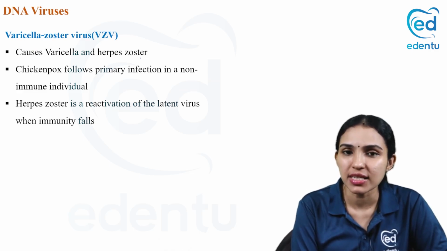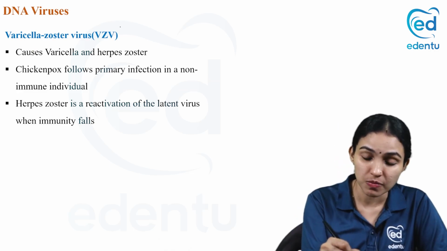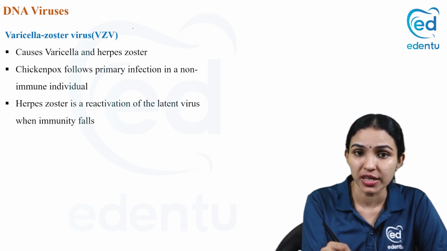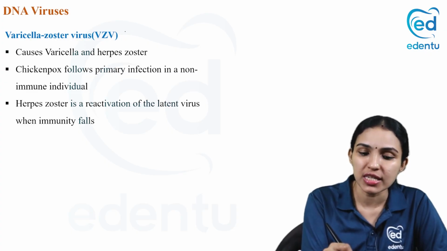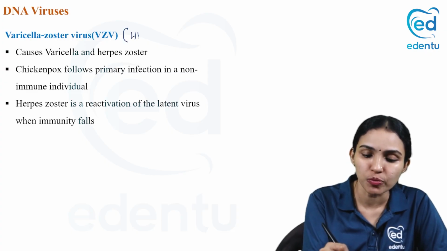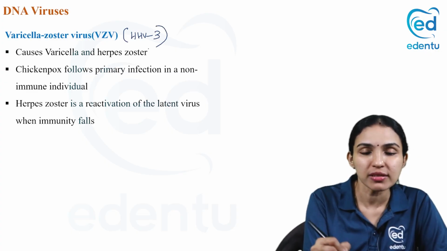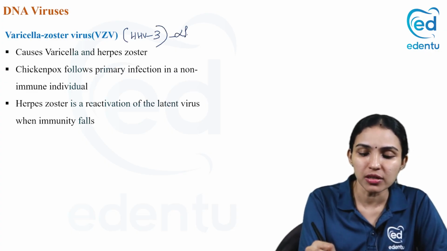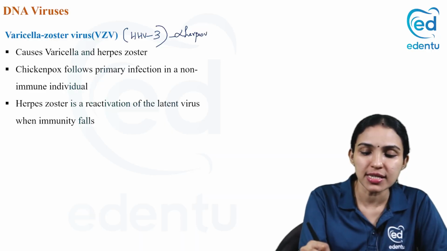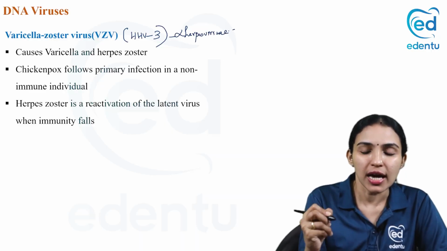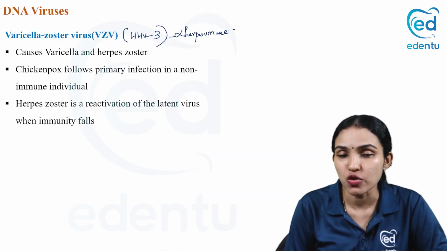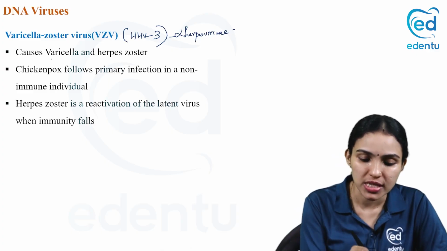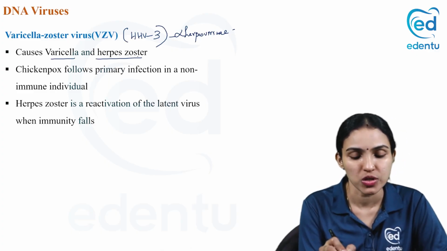What is the next virus that comes in this alpha herpesvirinae subfamily? It is the varicella zoster virus. What is the human herpesvirus number for varicella zoster? It is HHV3. It belongs to the alpha herpesvirinae subfamily. And this causes what? Varicella zoster causes two conditions. It causes varicella and also herpes zoster.